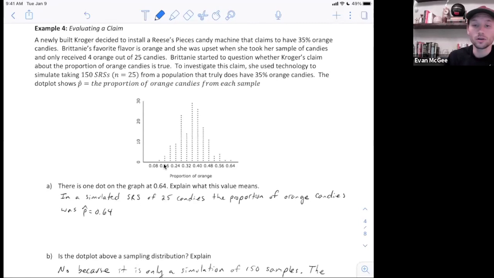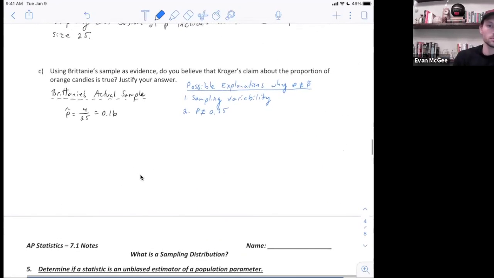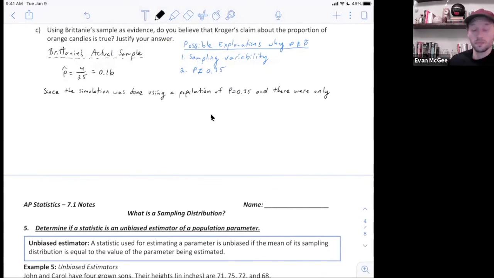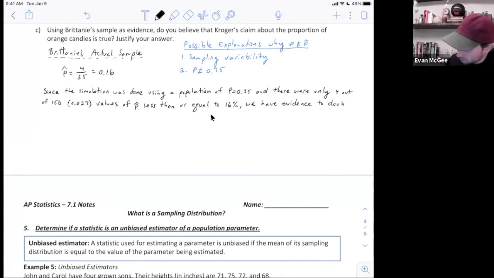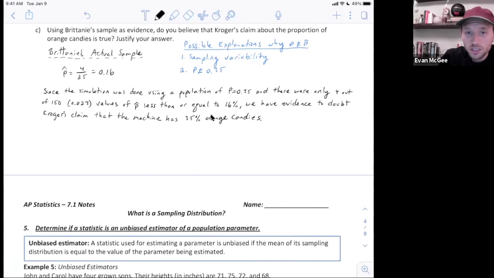And now we're starting to wonder, we don't think that there's 35% orange candies in that machine, because if there were, we got such an unlikely outcome. Since the simulation was done using a population where the proportion of orange candies was 35%, and there were only 4 out of 150 values of p hat less than or equal to 16%, we have evidence to doubt Kroger's claim that the machine has 35% of orange candies.